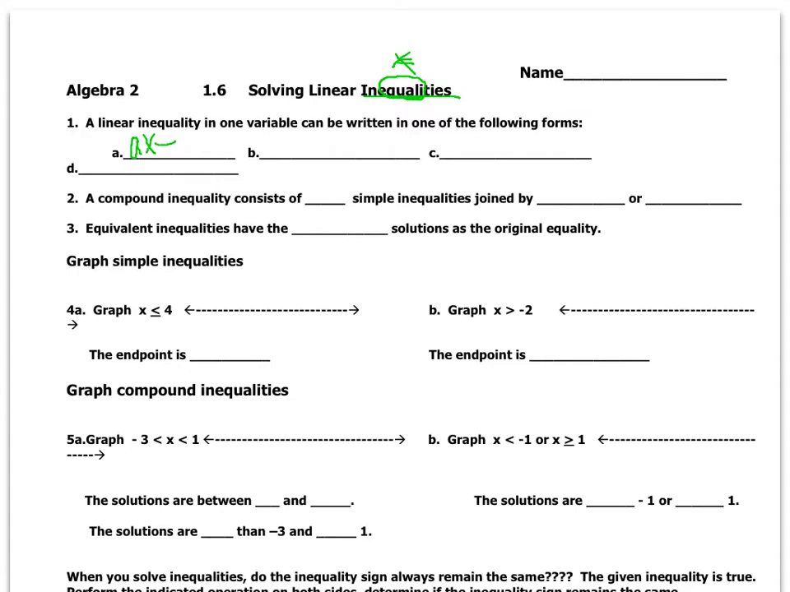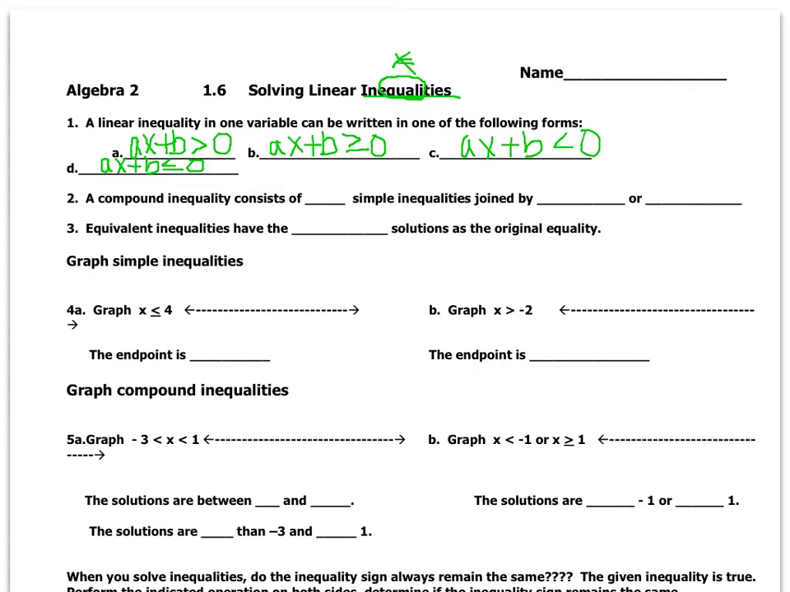ax plus b is greater than 0. This looks like our linear equation, but it's got an inequality sign. Or you could say ax plus b is greater than or equal to 0. Or ax plus b is less than 0. Or ax plus b is less than or equal to 0.